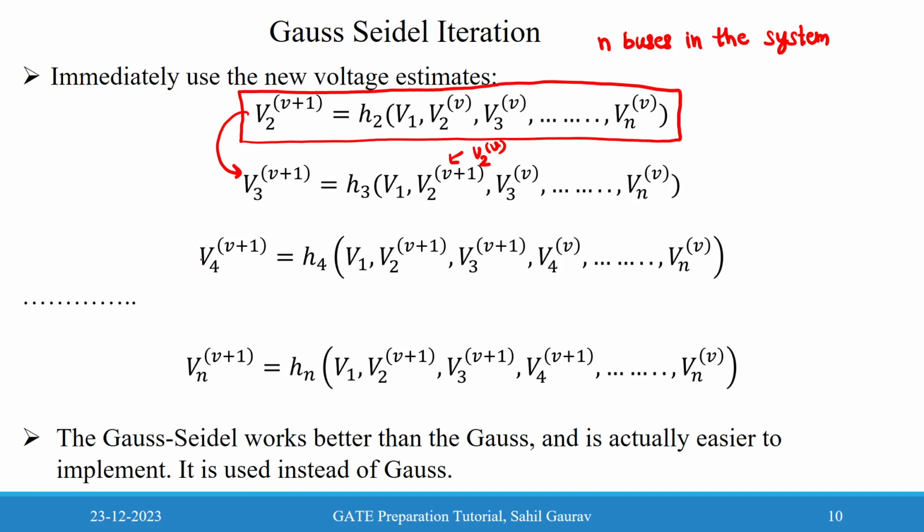Now again, if you are finding V4(k+1), then you put all these updated values. You are doing the first iteration only, but we are putting all the updated values in the next buses, whatever voltages we find at the different buses. And similarly you find Vn(k+1), like this way. You find V2(k+1), V3(k+1), V4(k+1), and so on.